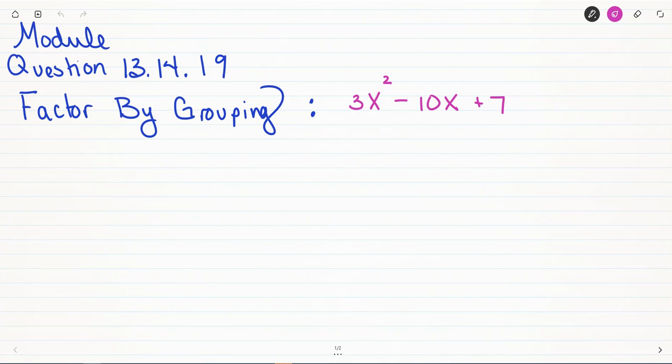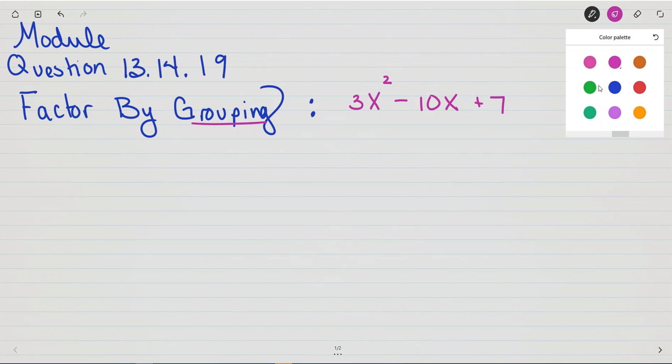This is an important type of factoring, and you might need a review of factoring to be able to do this one. It is a little tricky, and it uses what's called the factor by grouping method. Here's what we're going to do. We're going to try and find a way to break this negative 10x into two groups of x's.